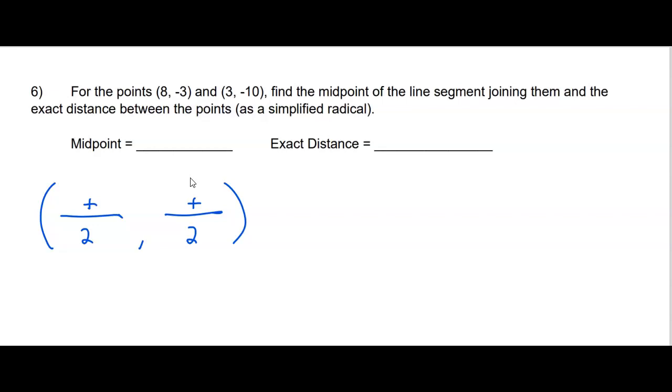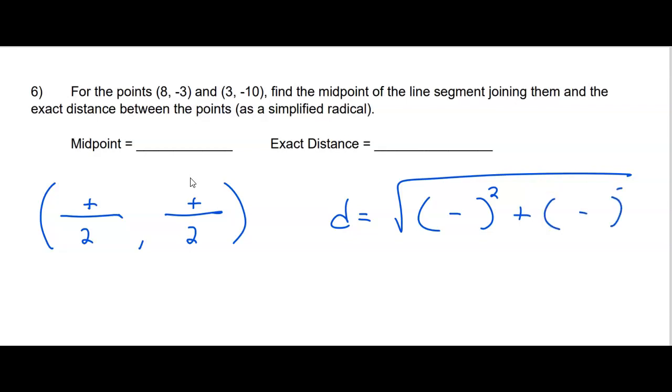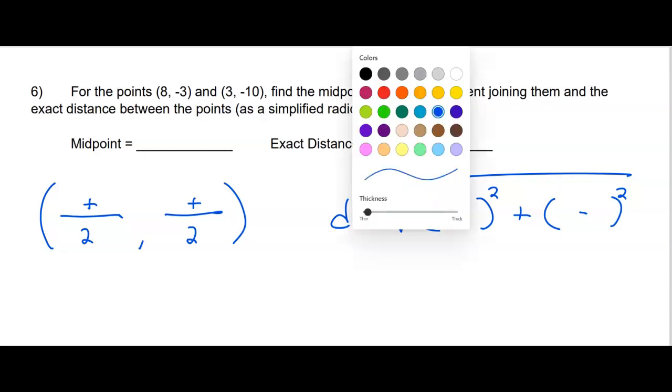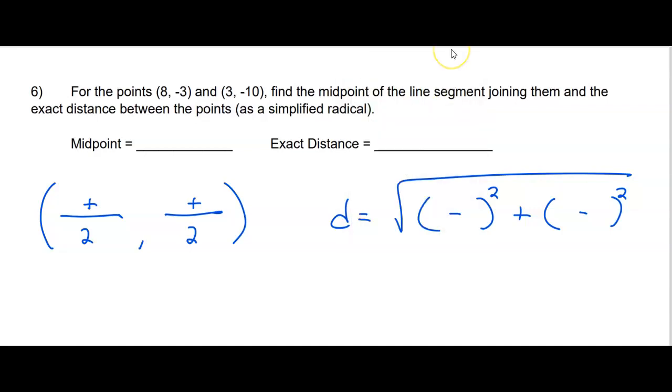And the distance formula is d equals the square root. You subtract and square and add another, subtract and square. These are the structures of the formulas. Now for the x part of the midpoint, the x values are added together and divided by 2. For the y part of the midpoint, the y values are added together and divided by 2.